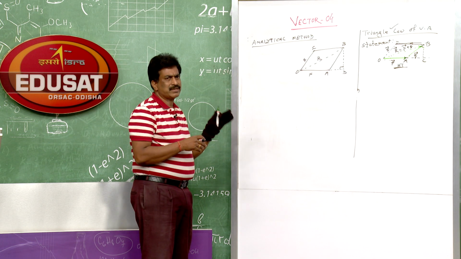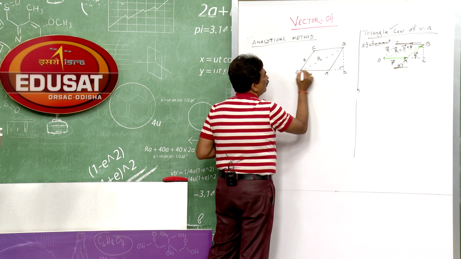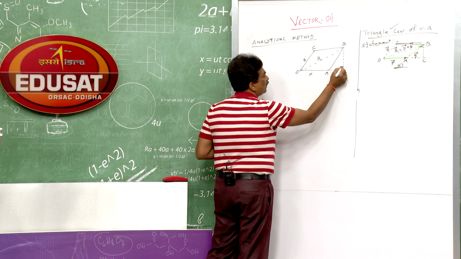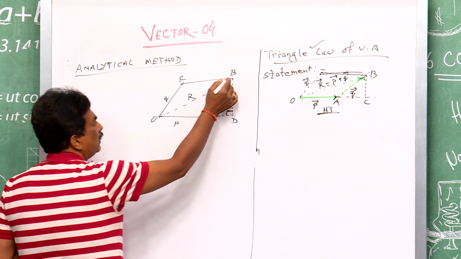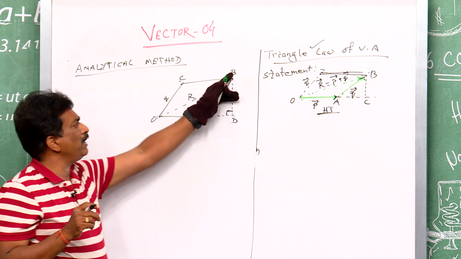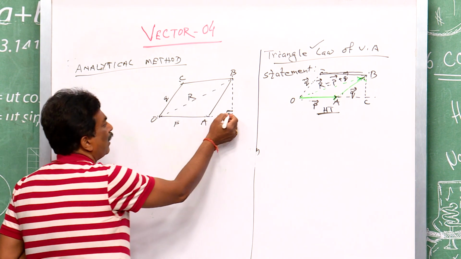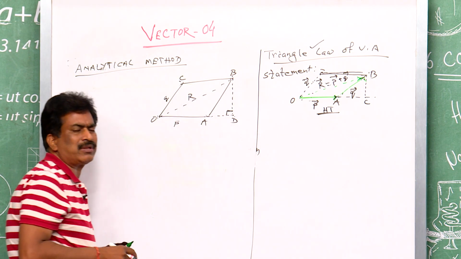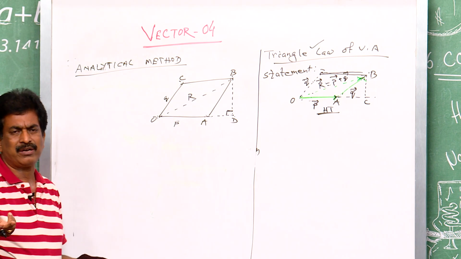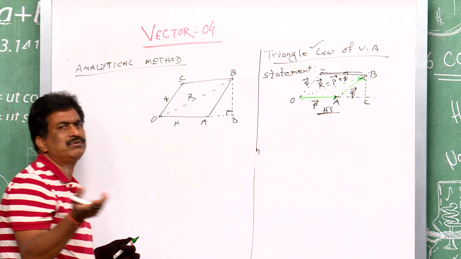In the construction we have drawn a perpendicular from B on the extension of OA, whose foot is D. So this is BD. The length of BD is the height also, because you see this is DB, and DB gives you the height.